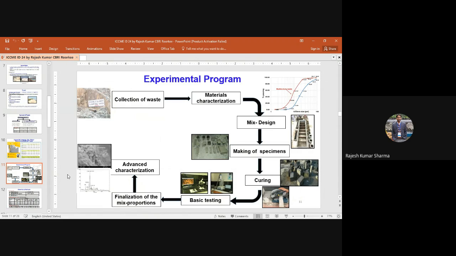The methodology for carrying out the work was, firstly, we visited the site and collected the waste, then we characterized particle size distribution and chemical characterization. We followed the mix design as per ACI 523 third revision. Specimens were made, followed by water curing and testing. Basic testing was done, and then advanced testing such as SEM, XRD, TG-DTA we have also conducted.